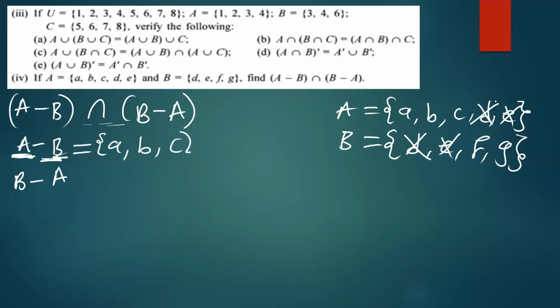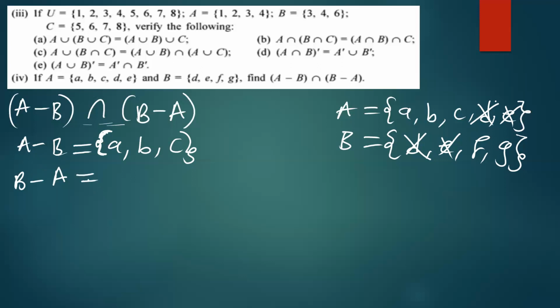In description form, we can say A minus B simply means that we have to list the elements that are in A, excluding those that are in B, meaning you list A excluding the intersection set between A and B. So this is what we have.